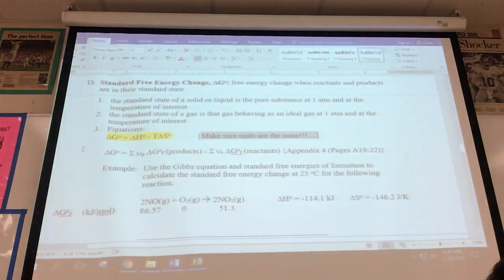It's not on it. Oops. Sign. Whoopsie. Thank you. Make sure the units are the same. The same, the same.